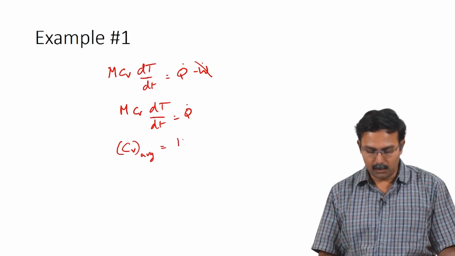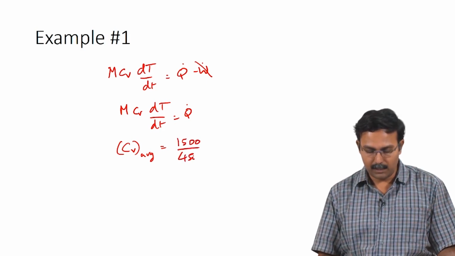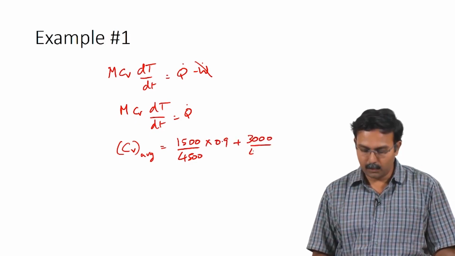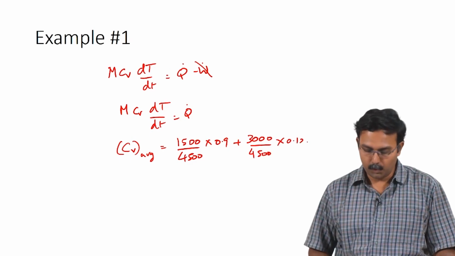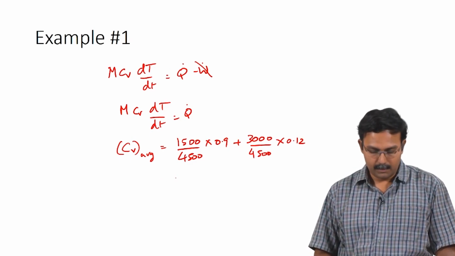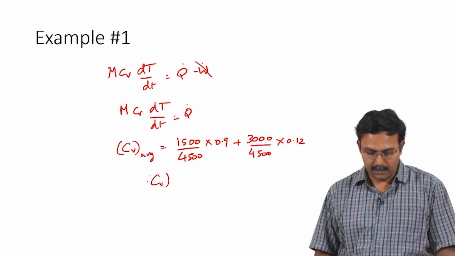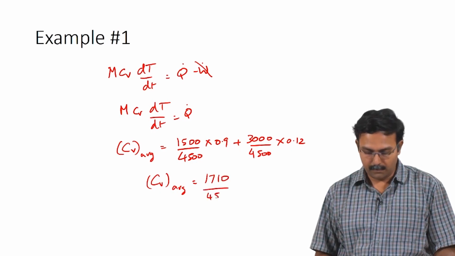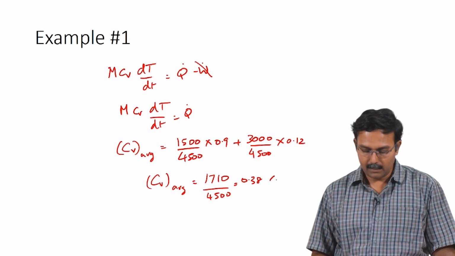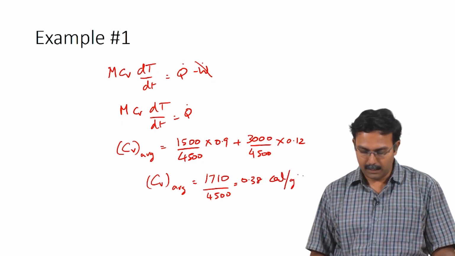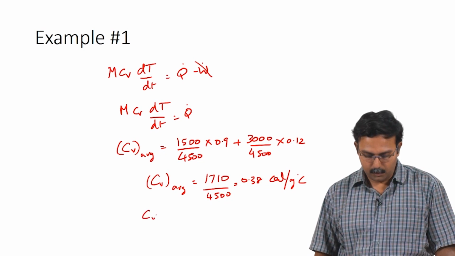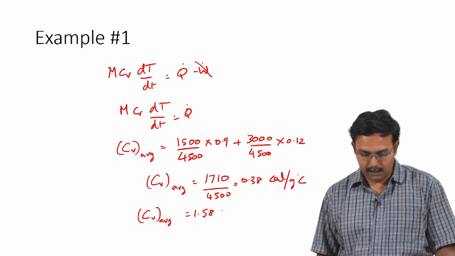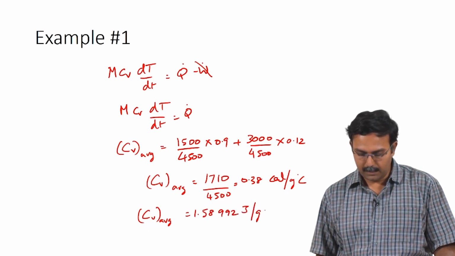That would mean it is 1500 divided by 4500 times 0.9 plus 3000 divided by 4500 times 0.12. So, this would give the average Cv as 1710 divided by 4500, which equals 0.38 calories per gram degree Celsius. This can be converted to joules per gram degree Celsius as 1.58992 joules per gram degree Celsius.